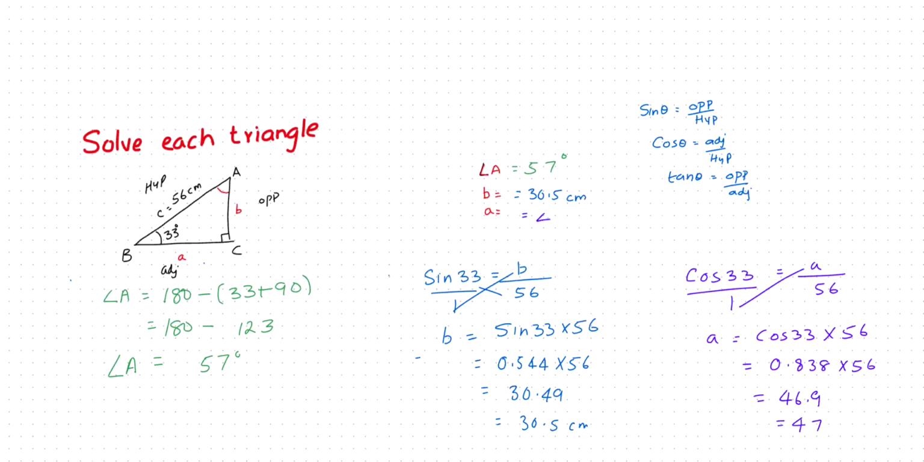So now we know all the three sides A, B, and C, and three angles also we know. Angle A and angle B are given, angle C we know, and this triangle is solved. The same way we'll do the next question.